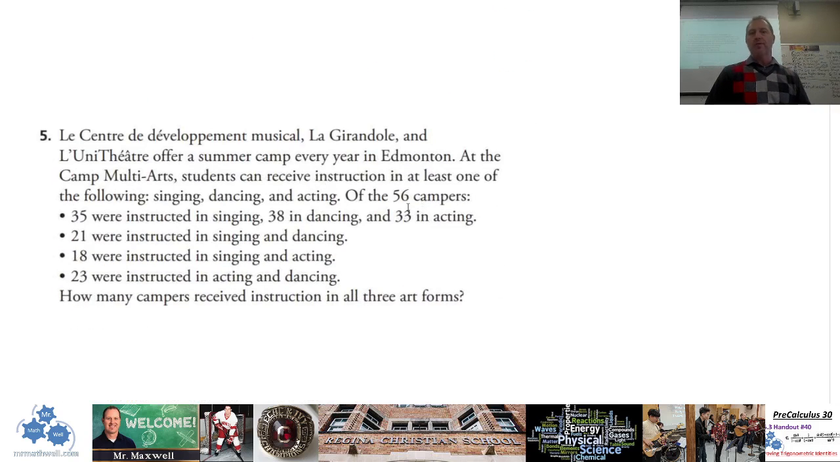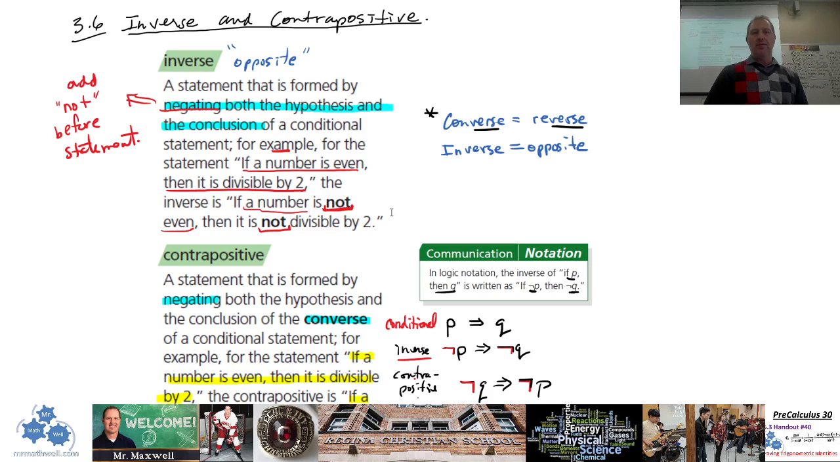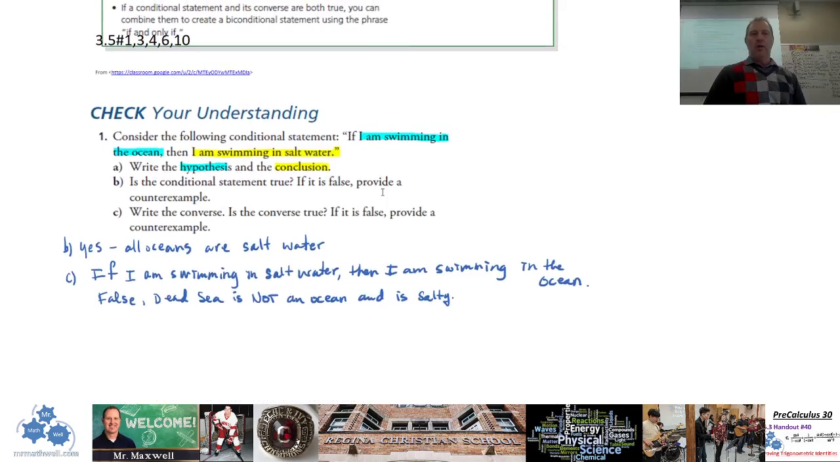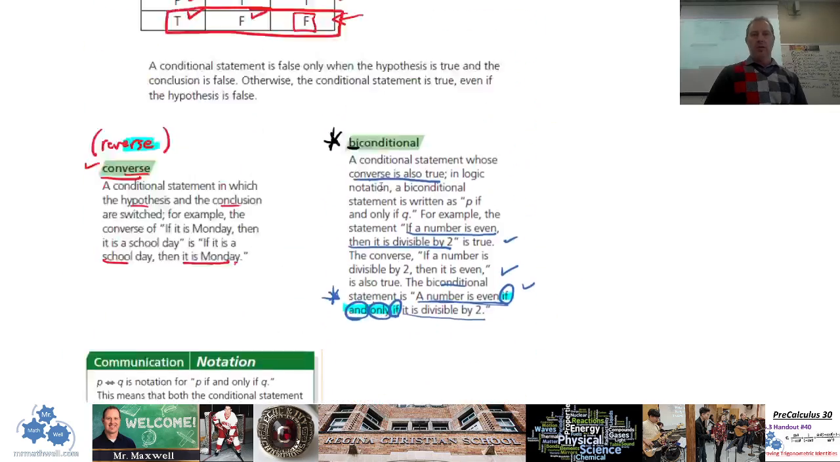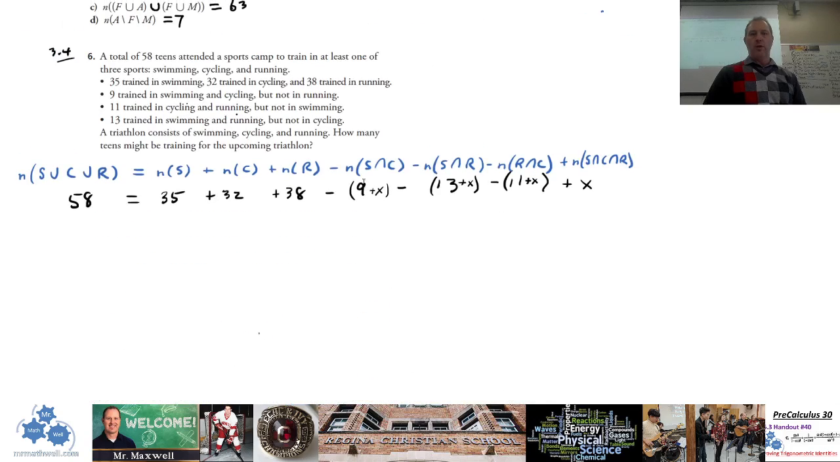Now, number 5, we've got 2 more left here in this review. Number 5 is a principle of inclusion and exclusion question. So I will direct you to, for number 5, if you haven't started this yet, you will want to go to the 3.4. You want to watch that video, go ahead. But keep going. 3.4, here we go.